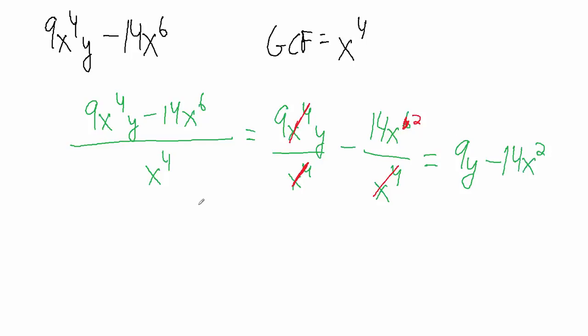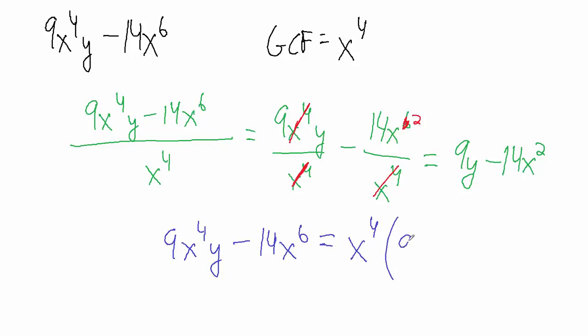14x squared. So the way we write that as something that's factored is 9x to the fourth times y minus 14x to the sixth equals this denominator here, x to the fourth, our greatest common factor, times what's left over, 9y minus 14x squared.